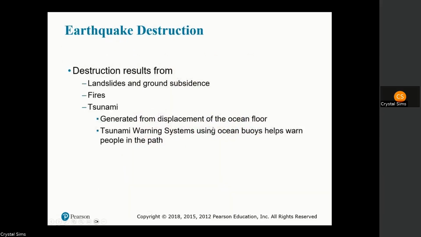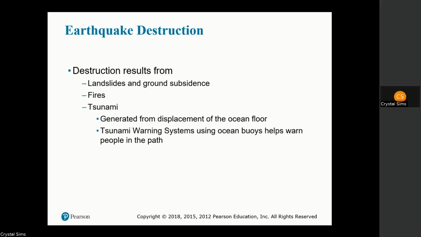We can also have destruction from earthquakes that causes fires. We have the rupture of gas lines that can lead to flammable material, and therefore we have fires. We can have landslides and ground subsidence or the ground slipping. And then, of course, we can have tsunamis.